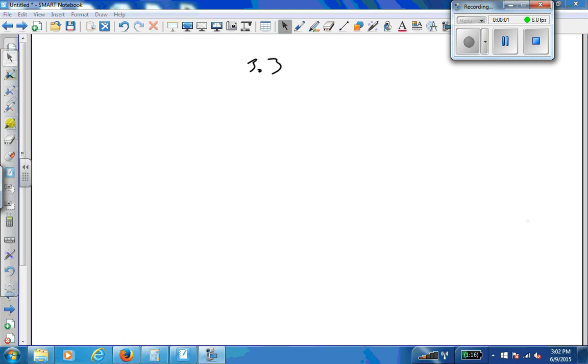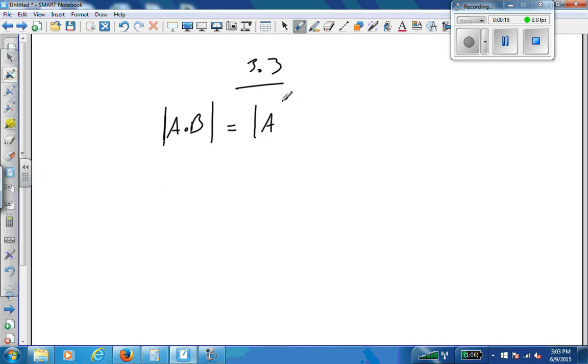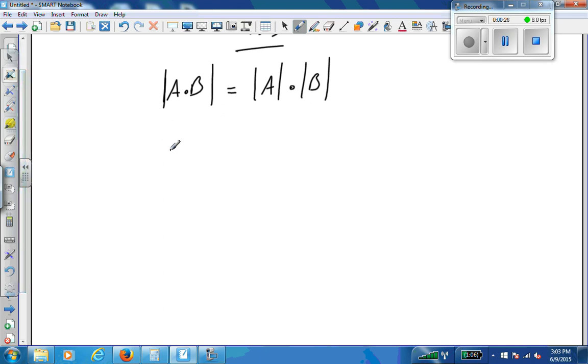In 3.3, we look at some more properties of determinants. One property of determinants says that if we have matrix A times B and we want the determinant of that, it's equivalent to the determinant of A times the determinant of B. So let's look at an example and check that. That's assuming that A and B are both square.